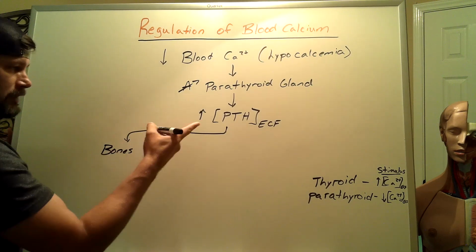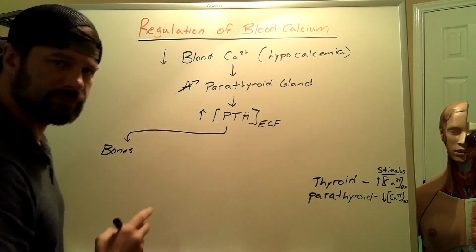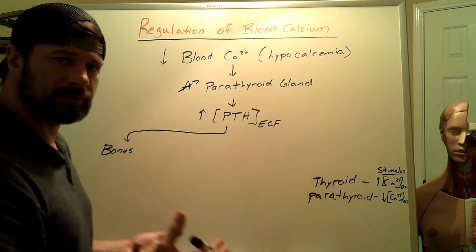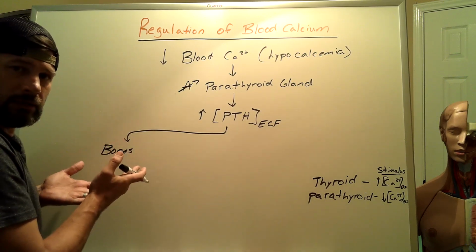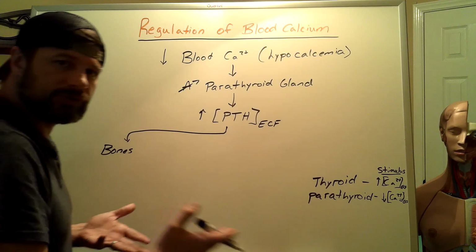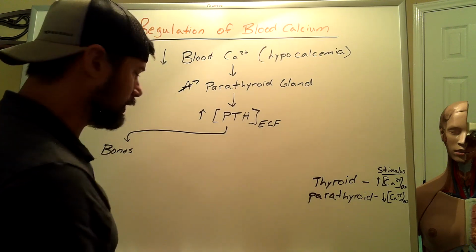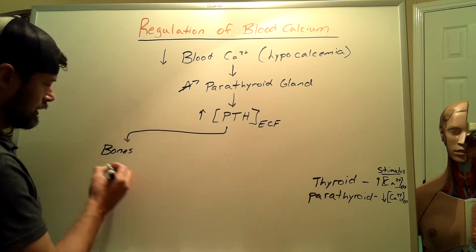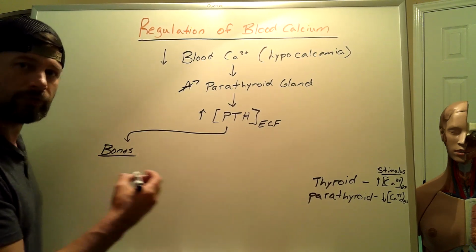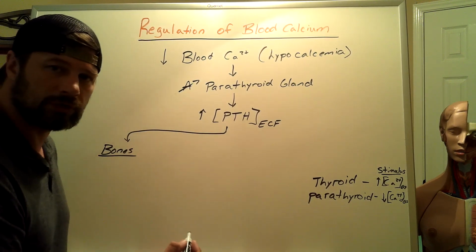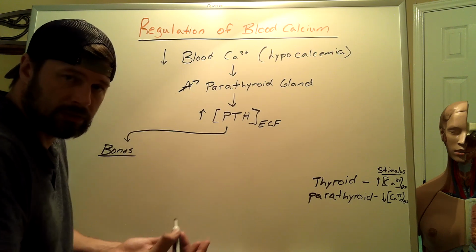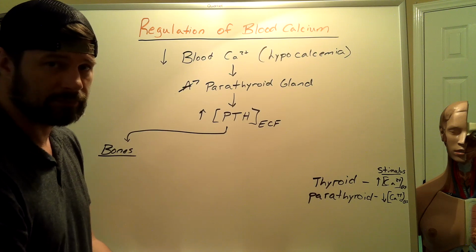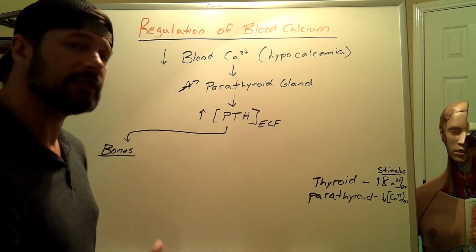So PTH gets to the bones. What do we know about the bones, by the way? In order for any chemical to act in the human body, the target organ must also have receptors for it. Right? So here in the bones, we're going to have receptors for PTH. And what's going to happen now? Well, those bones are going to start to be broken down. We want to release calcium into the blood, so we need to steal it from the bones.